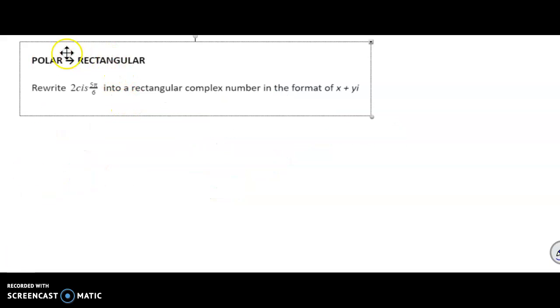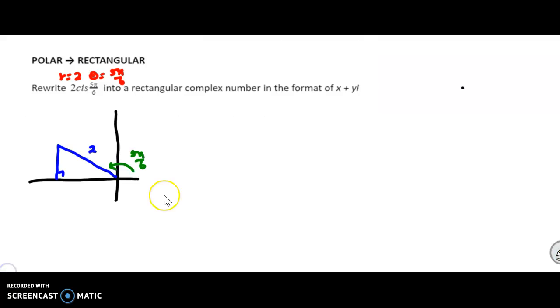So now we're going to go the other way. If we're given a polar form of a complex number, then what is that going to look like as a rectangular form? So I have 2 cis 5 pi over 6. That means the r value is 2 and the theta is 5 pi over 6. And so here's my setup with the triangle. So I know we're in quadrant 2 because 5 pi over 6 is over here in quadrant 2, which means my reference angle here inside the triangle, we know that's 30 degrees.